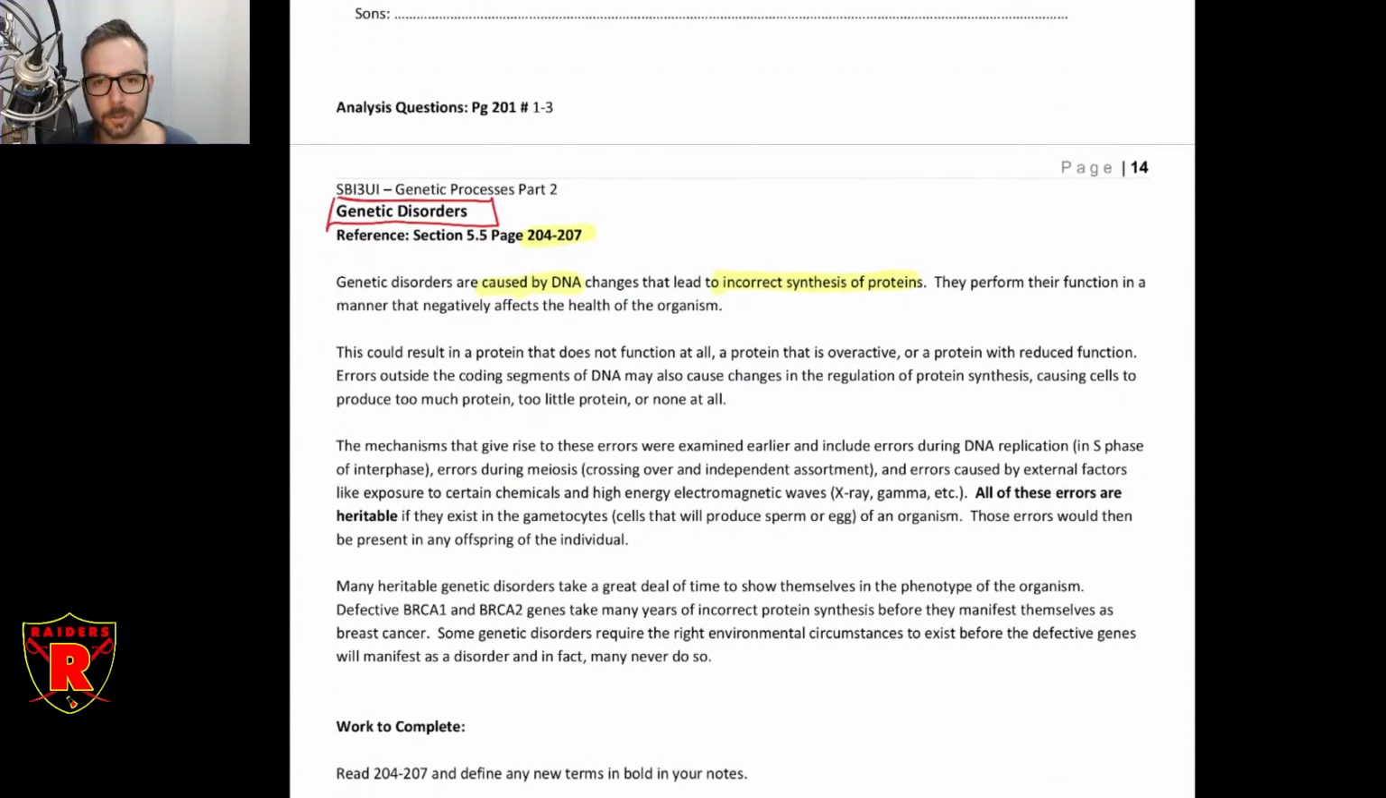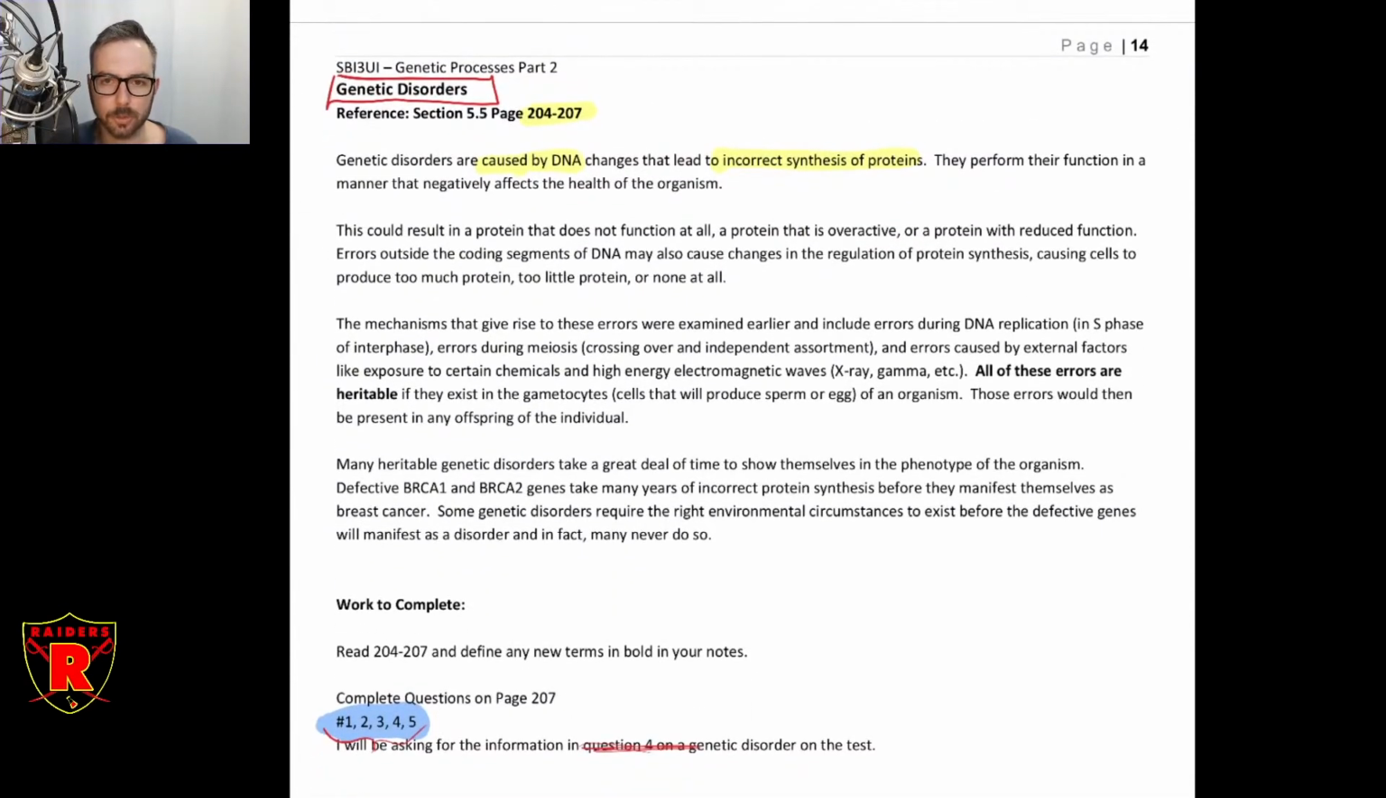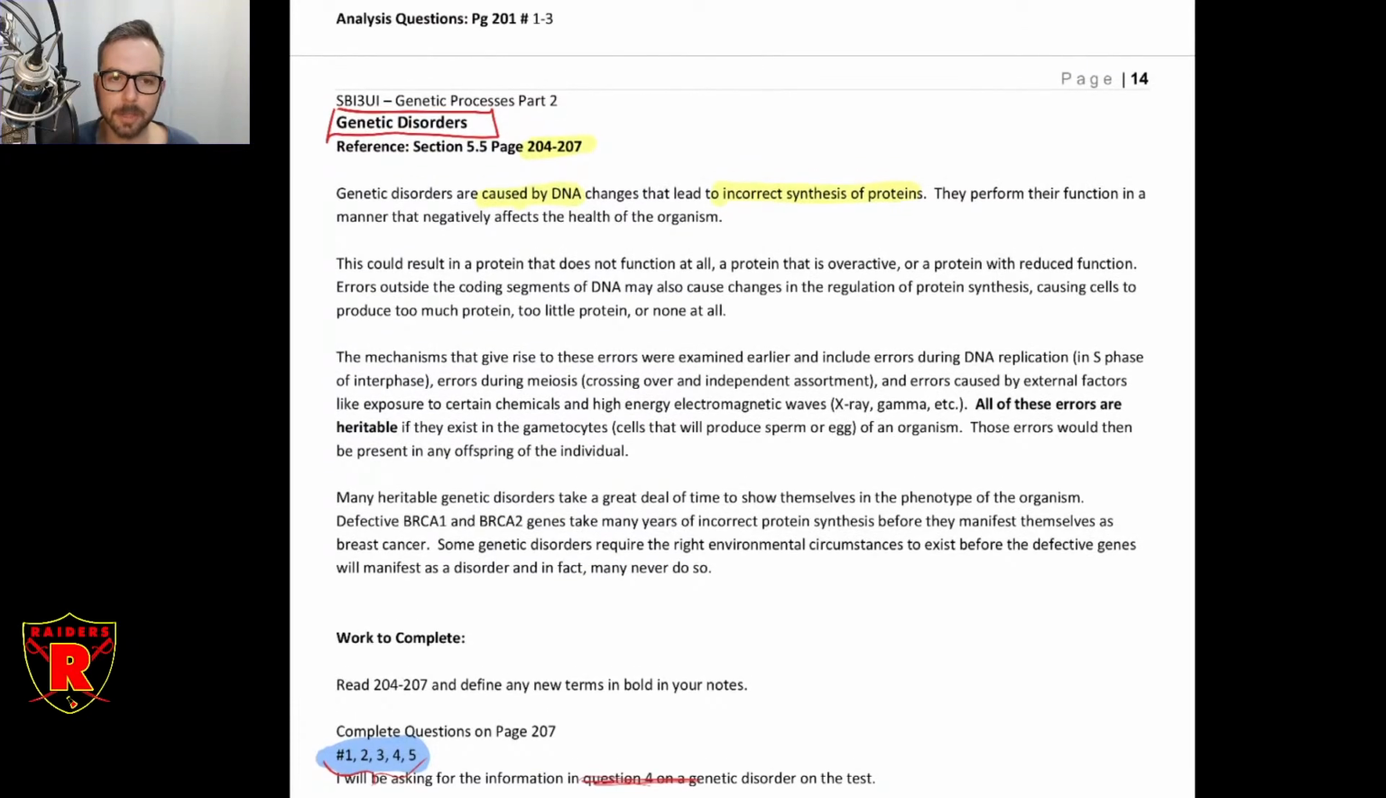And again, I mentioned there are other inheritance patterns, but again, they're just variations of the other ones. So the last thing that we are going to cover is this page right here on genetic disorders. You are going to read this little blurb at the top here about genetic disorders, and then you're going to read in your textbook pages 204 to 207. Okay, this is also written on Brightspace.